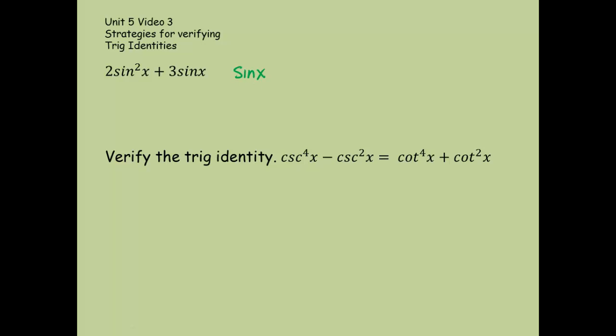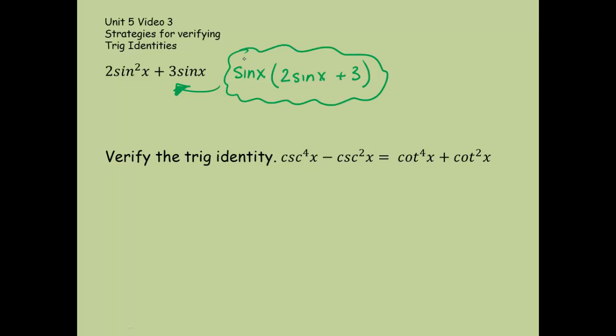If I take out a sine of x, I'm left with 2 times the sine of x plus a 3. Think about this in reverse. If you were to distribute, would you get back to the original expression? If I were to distribute this sine of x, I'd get negative 2 sine squared of x. And if I were to distribute it over here, I'd get 3 times sine of x. So in fact, just using a GCF was really helpful here in order to simplify this. So let's see how we can work that on this verifying trig identity problem.